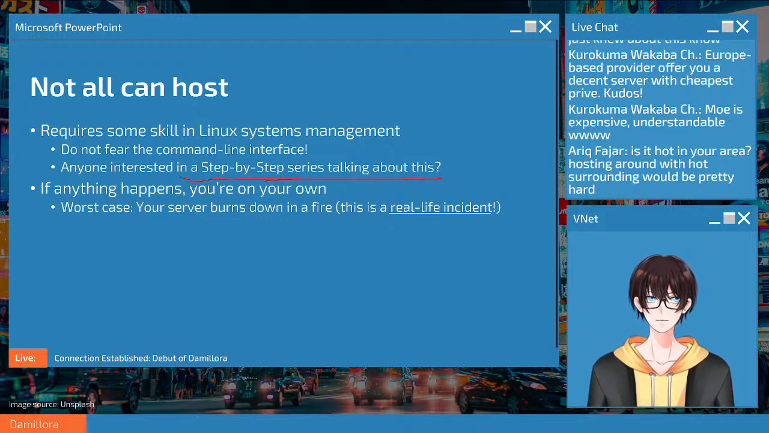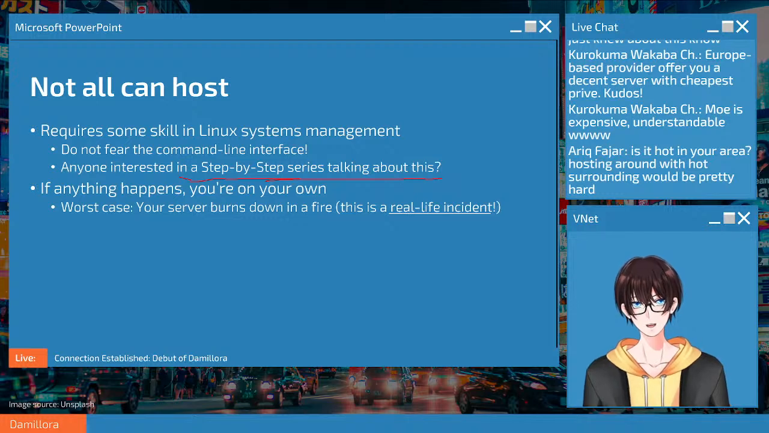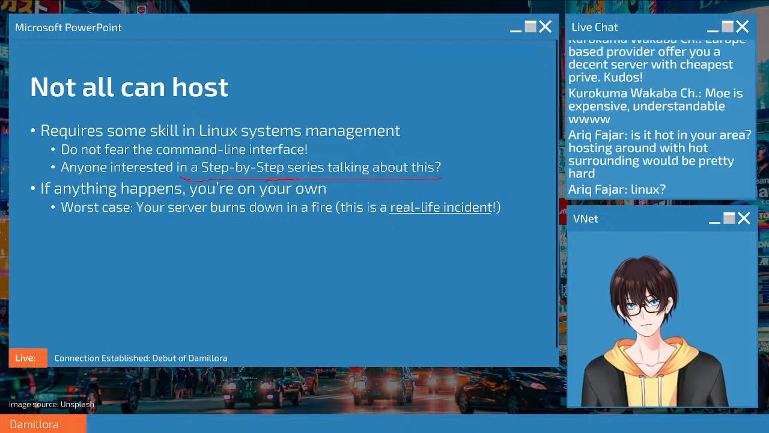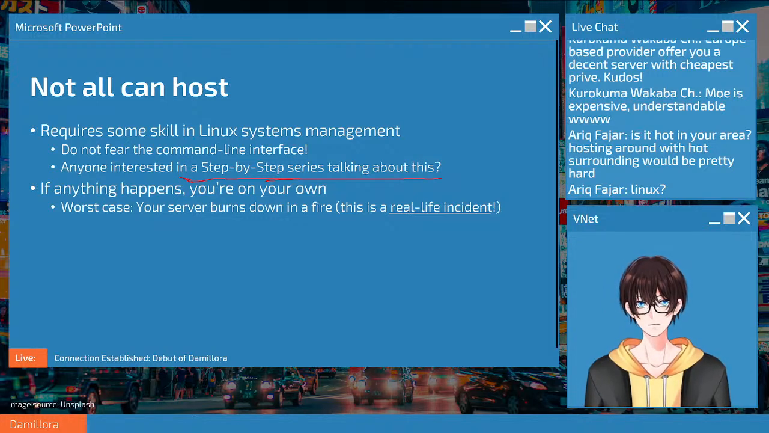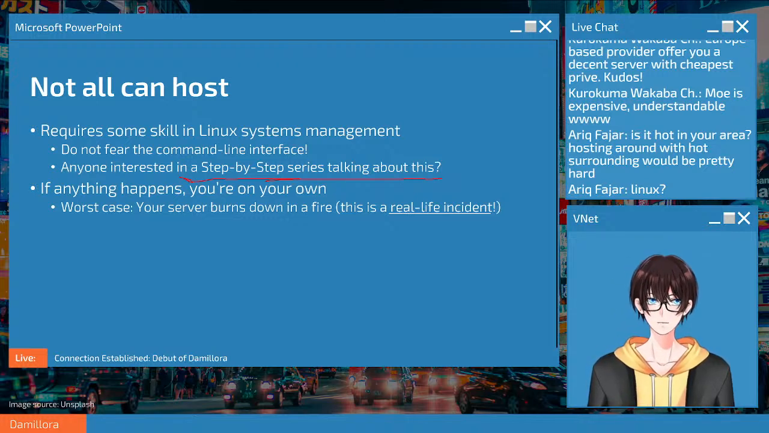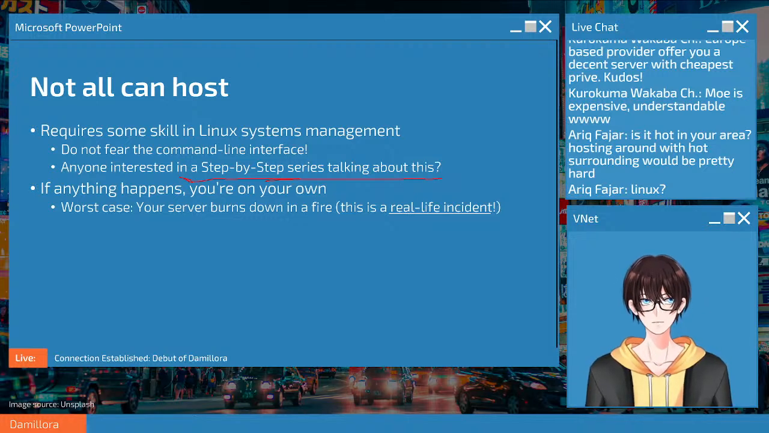Is it hot in your area? Hosting around with hot surroundings would be pretty hard. Yeah, computer heat is pretty nasty. But I don't actually host it here right now. I plan to move things around to my own servers now that I have a decent internet connection that I can use for streaming and uploading stuff at the same time. It is pretty neat.